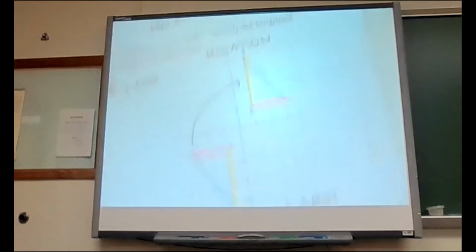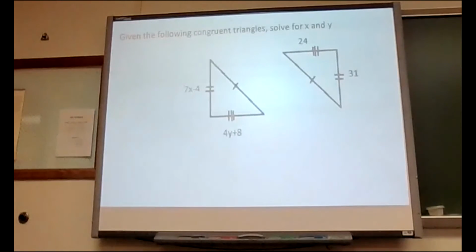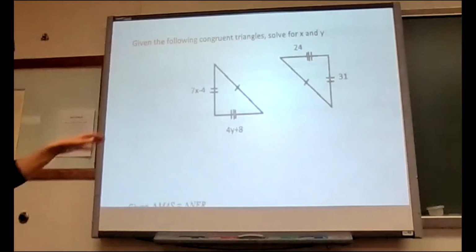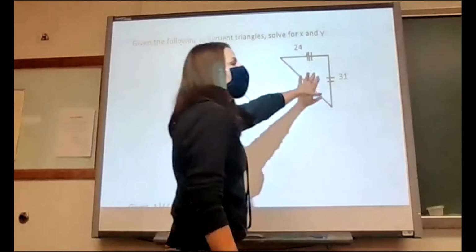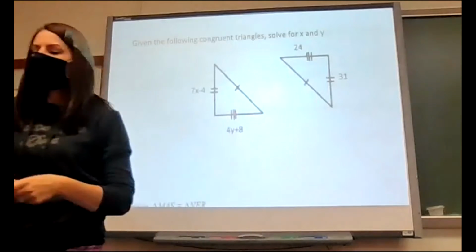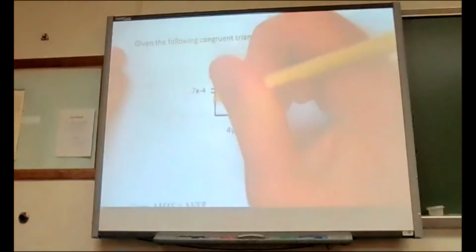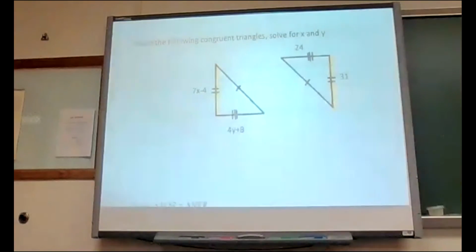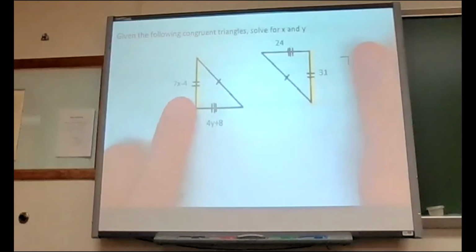The next thing that we can do is some algebra stuff. If we're given that triangles are congruent, then we know that CPCTC piece, right? That the corresponding angles and sides are congruent. So given that these triangles are congruent, I can match up the lengths that are marked here. This side with 7x minus 4 has 2 tick marks, match that to this side, which has 2 tick marks. So I know 7x minus 4 must equal 31.